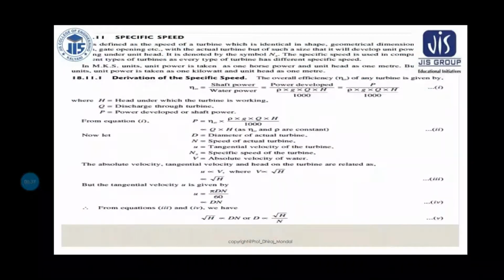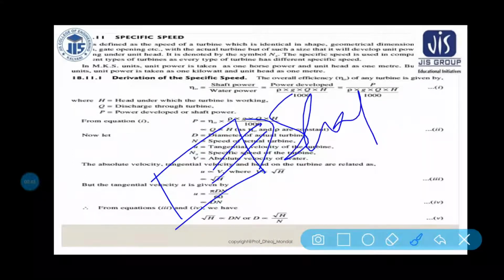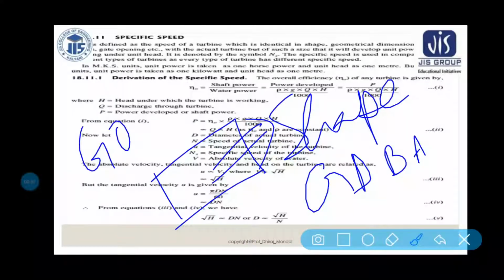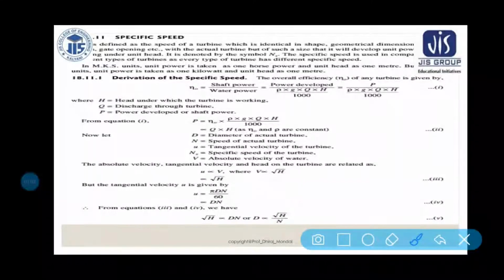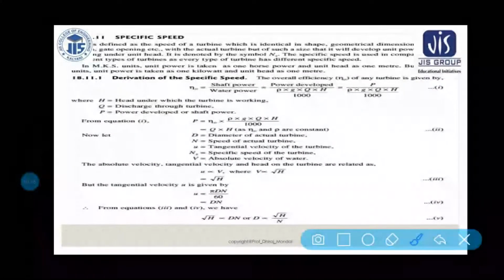So what is specific speed? Specific speed is basically defined as the speed of a turbine which is identical in shape, geometrical dimension, blade angle and gate opening with the actual turbine. That means it is basically used for design purposes.